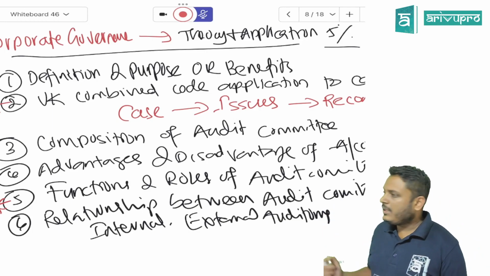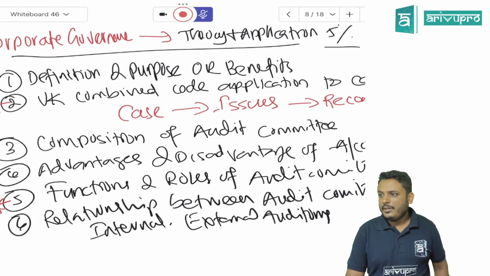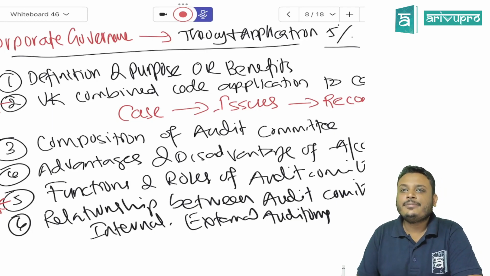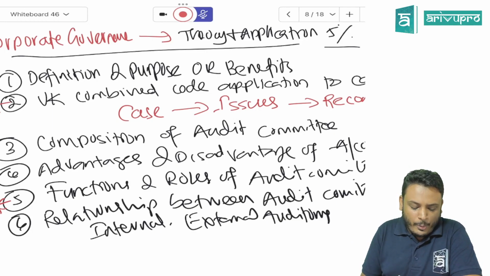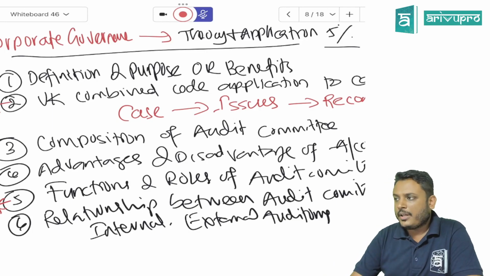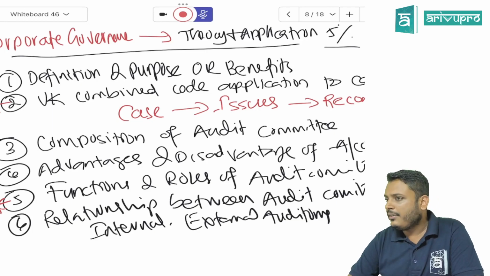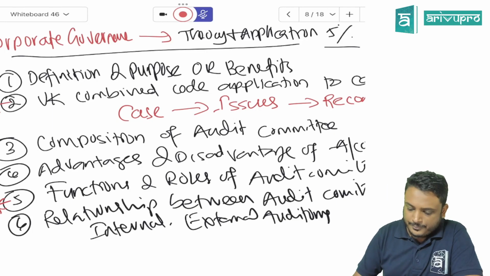Is it clear? These are the points. Fine. Shall we move? All copied? The second point and the fifth point are the important ones. The second one is a case study. The fifth one is theory, but repeatedly tested in the past papers. Shall I move?